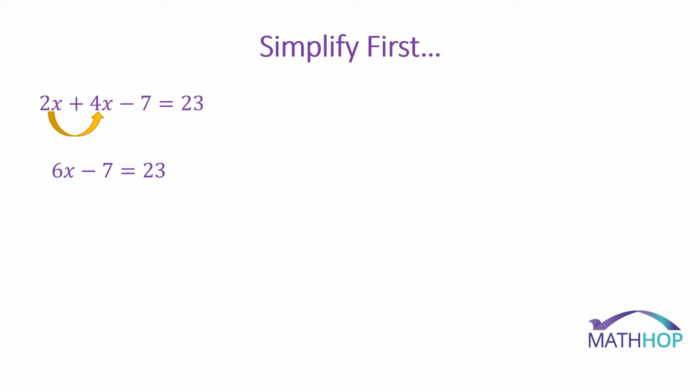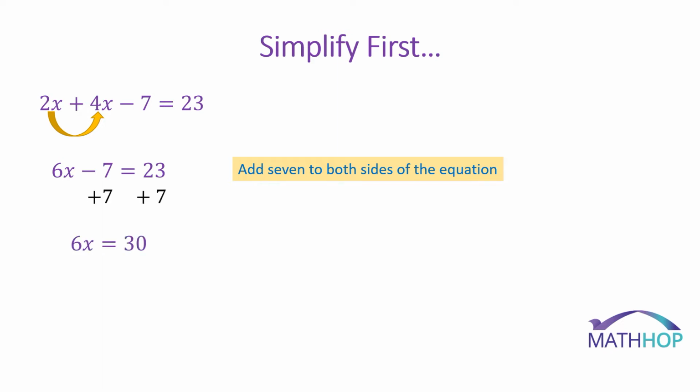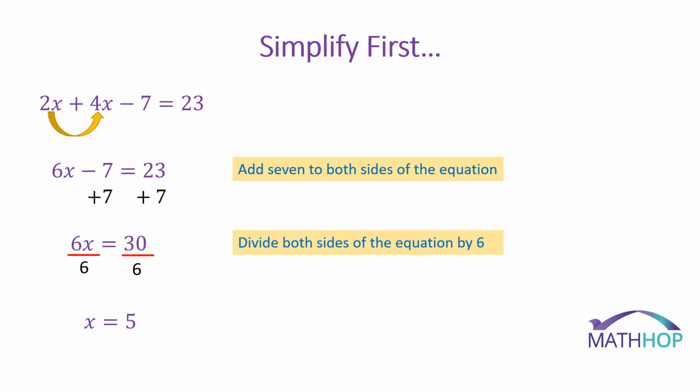Now we're back to the normal ribbon and wrapping paper, right? We're back to adding and subtracting and then multiplying or dividing. So we go ahead and add 7 to both sides of the equation because there's a minus 7 here, right? 6x minus 7. If we want to get rid of minus 7, we add 7 to both sides. We get 6x equals 30. What's the opposite of x times 6? We divide both sides of the equation by 6. We get x equals 5.